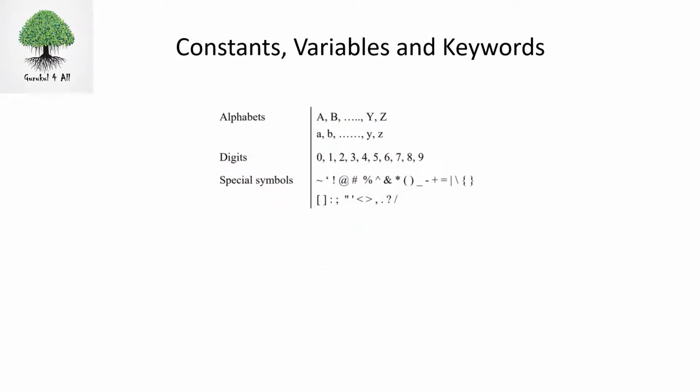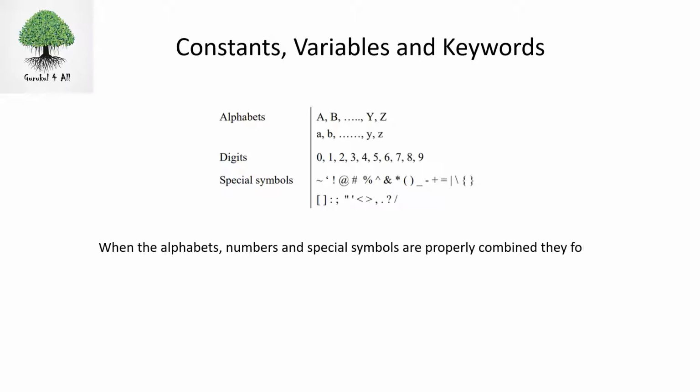Now, let us learn about constants, variables, and keywords. Before that, we know that alphabets are from A to Z in capital and a to z in small. Digits are from 0 to 9, and these are some special symbols which are used in C language. Now, when the alphabets, numbers, and special symbols are properly combined, they form constants, variables, and keywords.